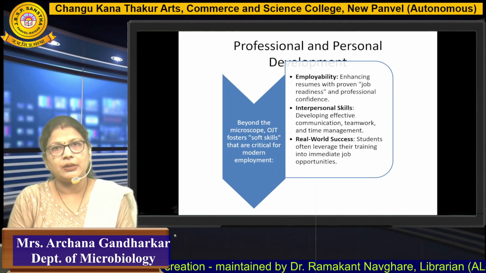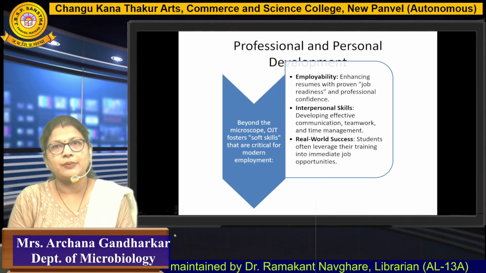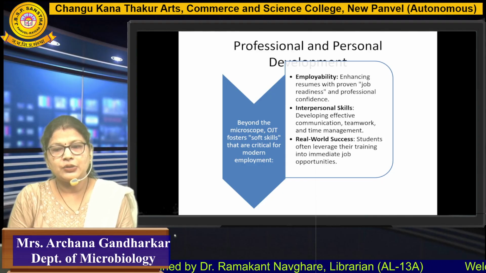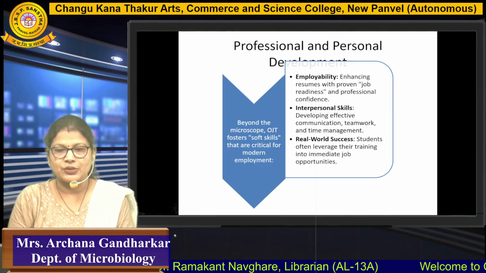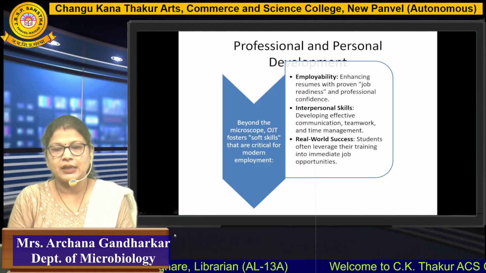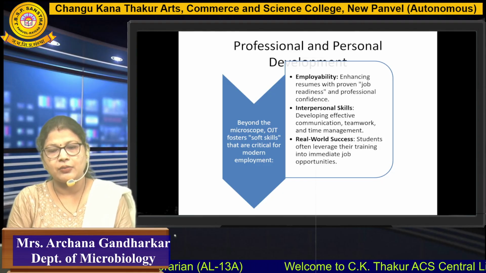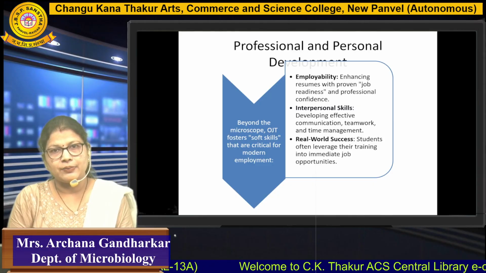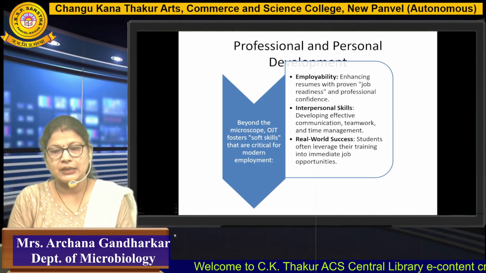Now we will take professional and personal development. This is one more important parameter that students learn during OJT. Students can learn beyond the microscope. They can learn some soft skills and criteria which are required for modern employment, like employability, interpersonal skills and real-world success.